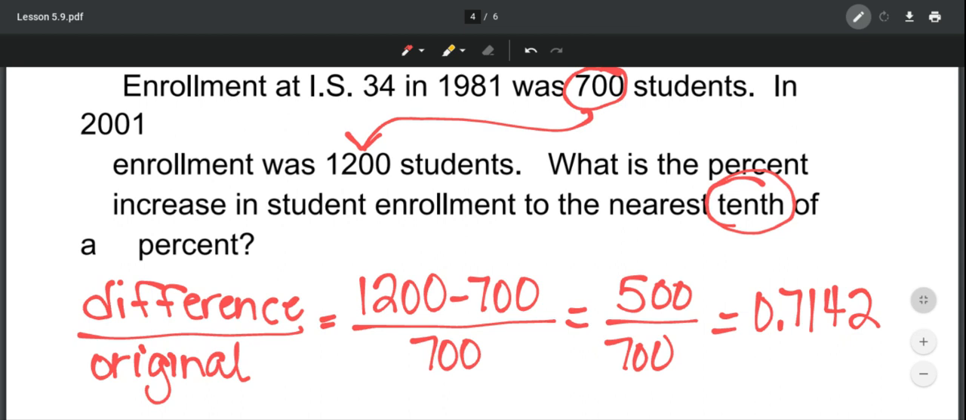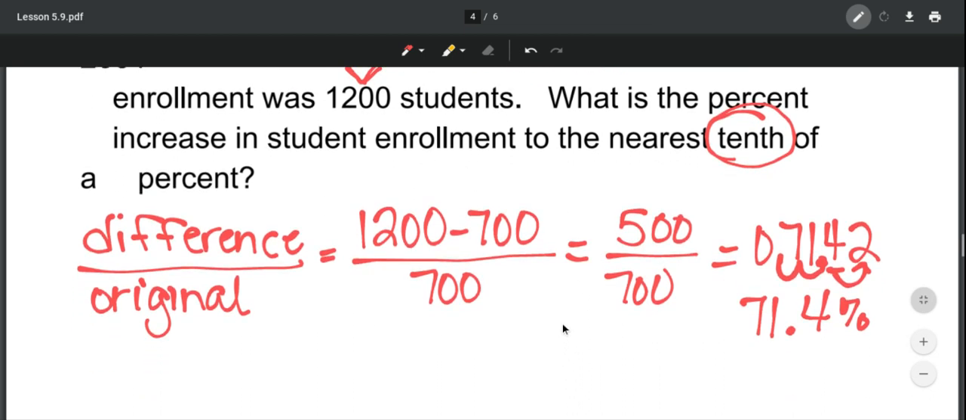So by changing this to a percent, I then move the decimal point over 2 places to the right, giving me 71 point. The 4 will stay the same because the number after it is below 5. So 71.4 would be our correct answer. So therefore, the school had a 71.4% increase.